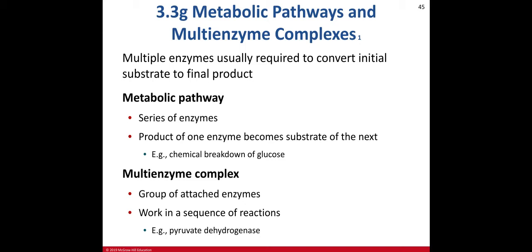The product of one chemical reaction is the substrate of the next chemical reaction that is taking place. And we can have these enzymes grouped together and attached in order to have these reactions take place in a sequence. And an example of that is our pyruvate dehydrogenase that we use in cellular respiration.